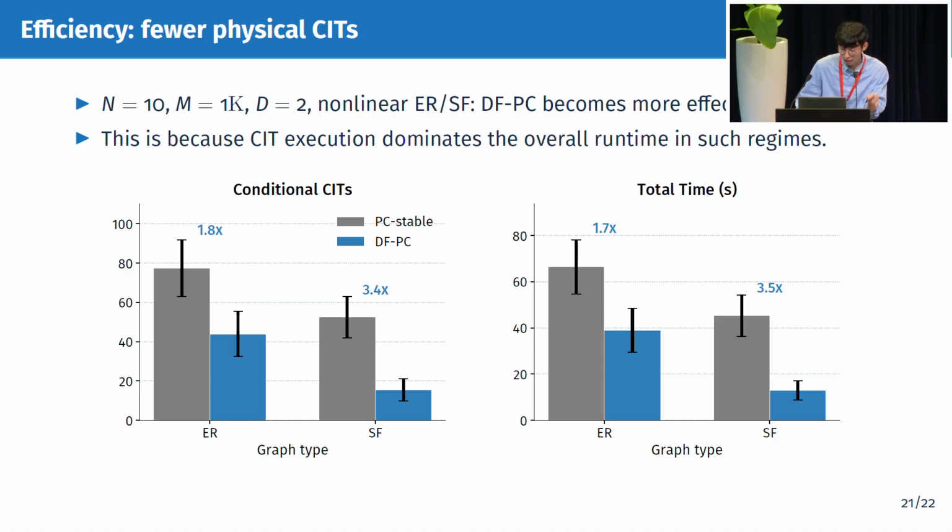The advantage becomes even more pronounced when the individual CITs are expensive. Here we use nonlinear data with the kernel conditional independence test, KCI. In this regime, CIT execution dominates the overall runtime. Therefore, every statistical test we replace with deduction becomes much more valuable. This is why the reduction in CITs translates almost directly into a large runtime improvement.